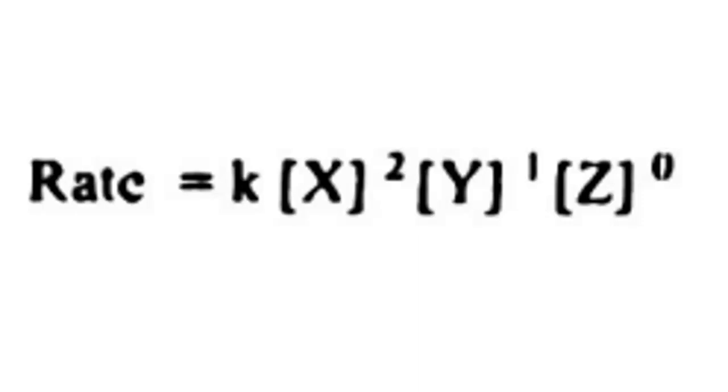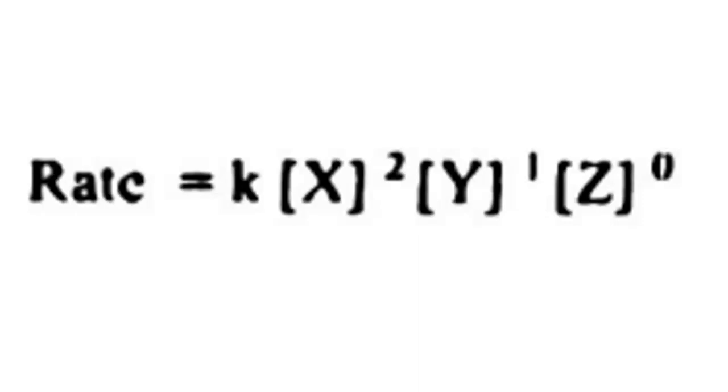If the rate doubles every time the concentration of Y is doubled, the reaction is first order with respect to Y. If doubling the concentration of X leads to a quadrupling of the rate, it is second order with respect to X. The rate expression for a reaction can only be determined experimentally, and the rate equation for this example would be this equation, where k is the rate constant for the reaction at a given temperature.